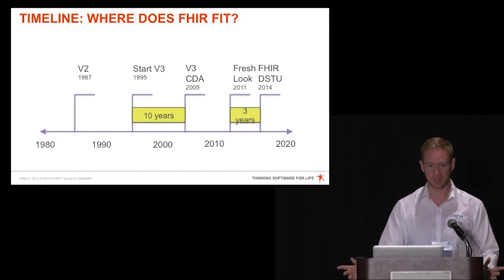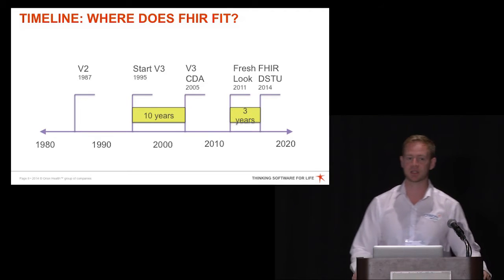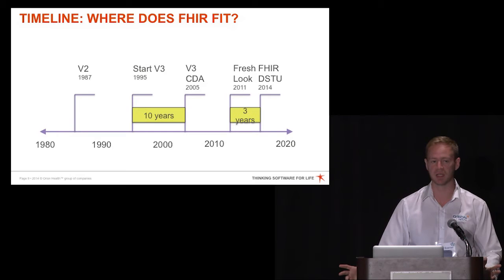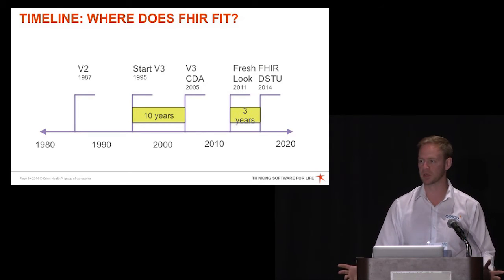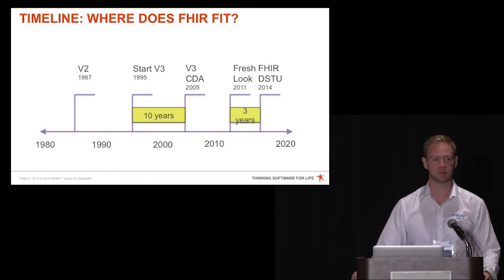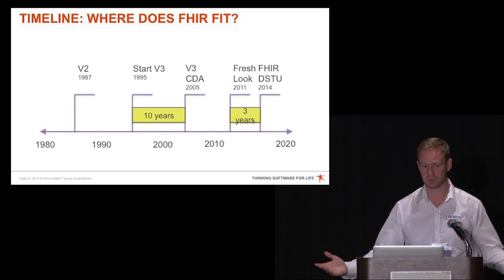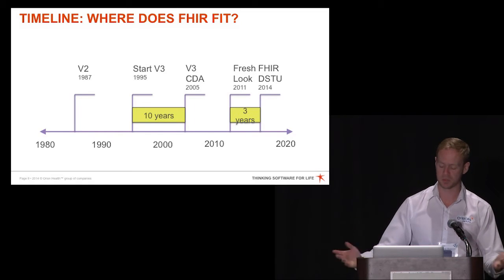Around 2011, HL7 got together and decided they wanted to take a fresh look. This was led by Graham Grieve, and the idea was, what are we doing in the other industries that makes sense, that's more efficient? Why don't we try to use some best practices from other places? And is there a better way of doing this? And what they came up with is FHIR, Fast Healthcare Interoperability Resources.